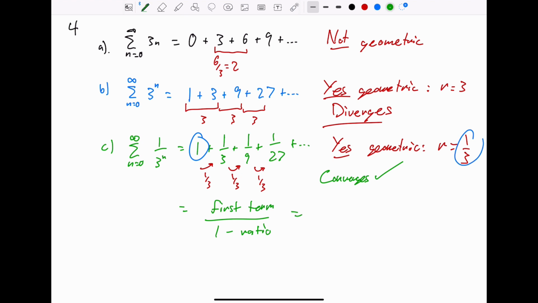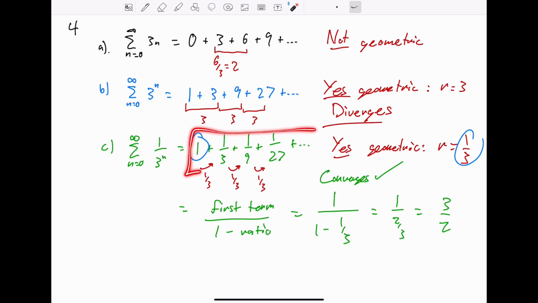So I have first term, 1, divided by 1 minus the ratio, 1/3. 1 minus 1/3 is 2/3, so this is 1 divided by 2/3, and then this simplifies to 3/2. So this series, even though it's infinitely many finite numbers being added together, adds up to a finite value of 3/2. It is a convergent geometric series.